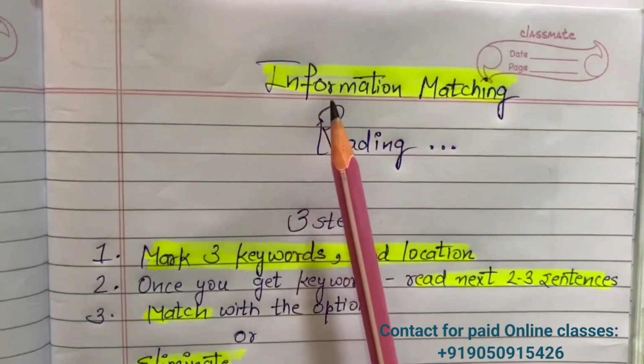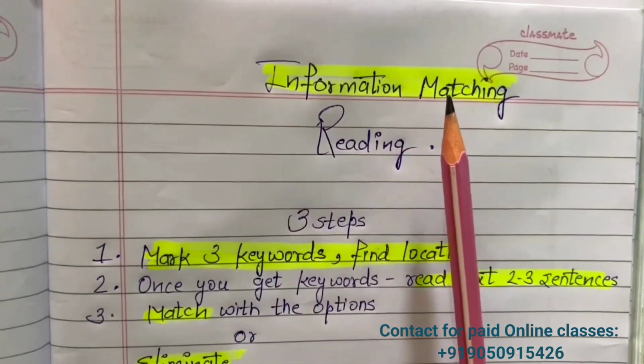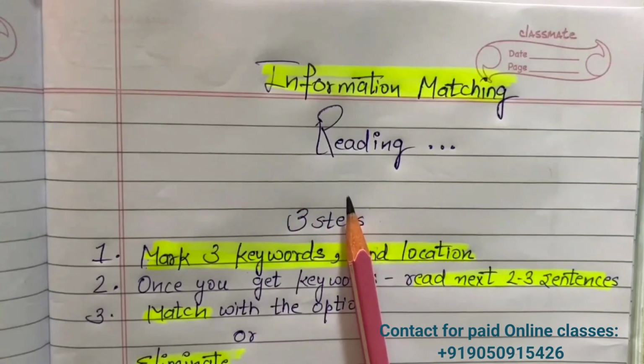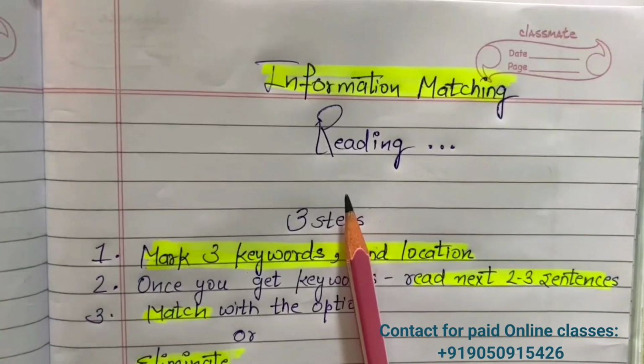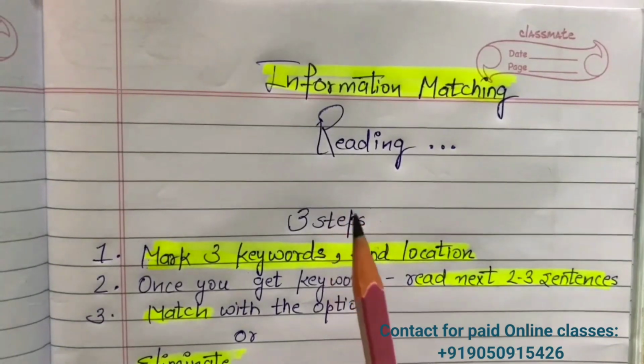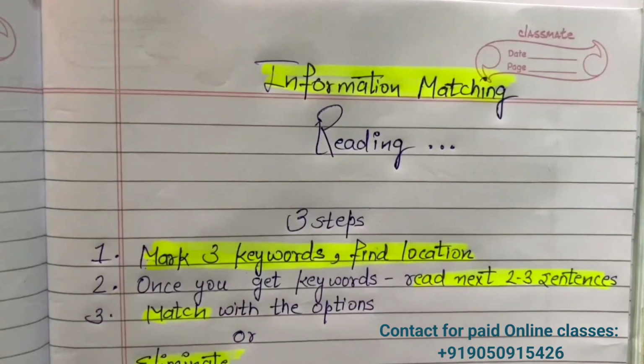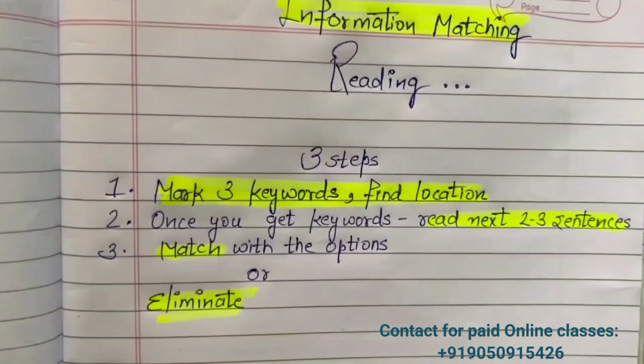When you get information matching sort of questions, all I say to my students is just follow 3 steps. Don't you all worry about the stuff that you don't know the meaning of any word, or you don't know the meaning of many words. You don't have to be worried about that. Now, what are these 3 steps?